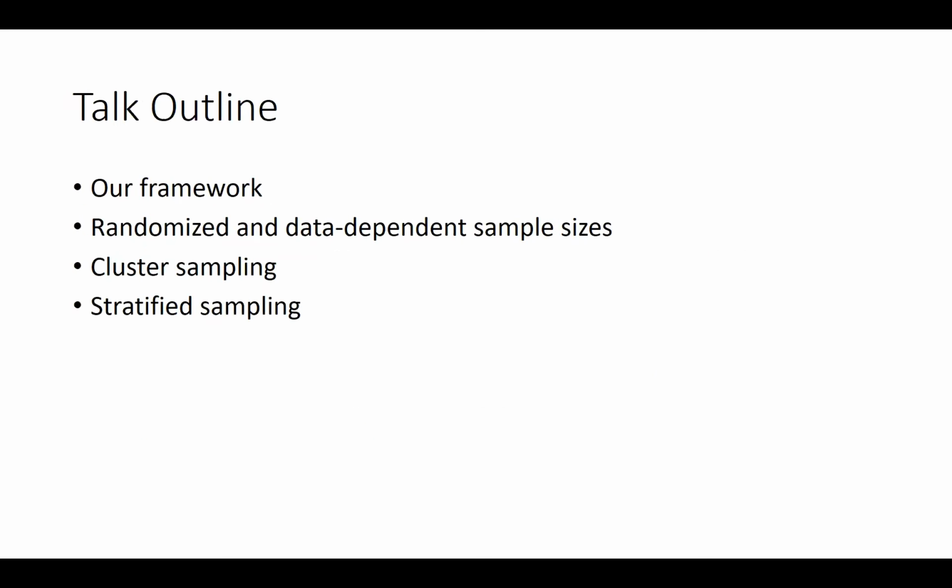So here's the outline for the rest of the talk. I'm going to talk about our general framework for reasoning about privacy amplification and more complex designs. I'll try to start with the basics and illustrate a couple of the technical tools that we introduce for reasoning about things like randomized or data-dependent sampling rates that go a little bit beyond simple random sampling. And then I'll talk about some more of these complex designs that are used in practice, like cluster and stratified sampling.